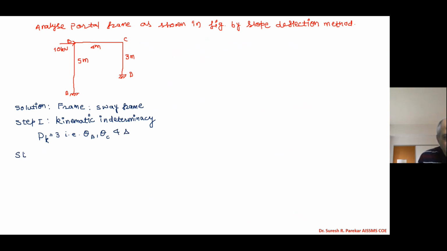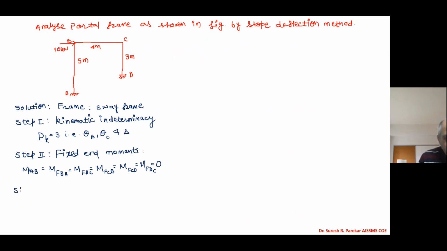Then we have step 2, fixed end moments. As no load is between the joints, all fixed end moments are 0. MFAB equal to MFBA equal to MFBC equal to MFCB equal to MFCD and MFDC. So all these are 0.